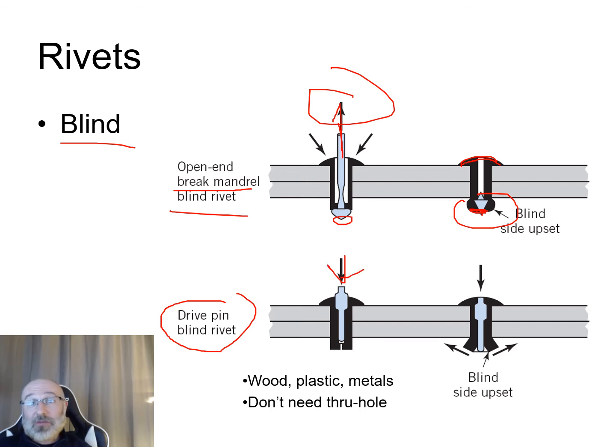So this is simple. This is something you could do with just a hammer. There are automatic ones of these as well. And this is great for situations where you don't need a through hole right here. So for wood, plastic, and metals, you can just hammer this whole thing right through as if it were a nail, and then it expands like this once it goes through the 2 pieces of material right there and locks into spot. So again, different applications for each of these different types of rivets.